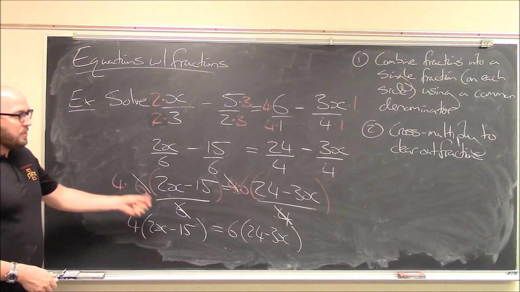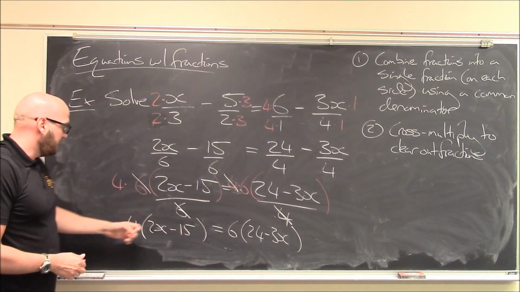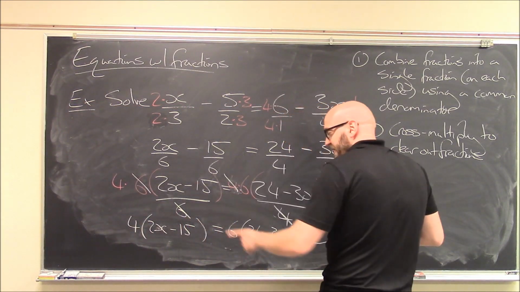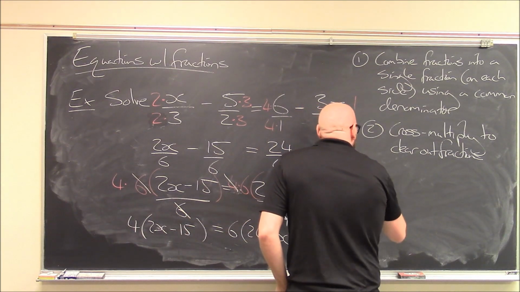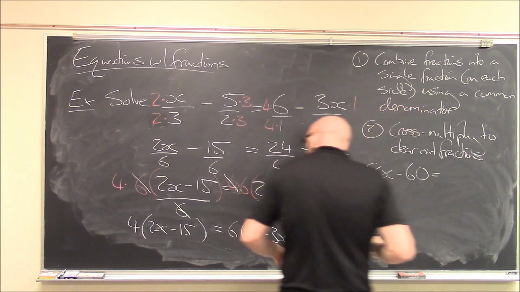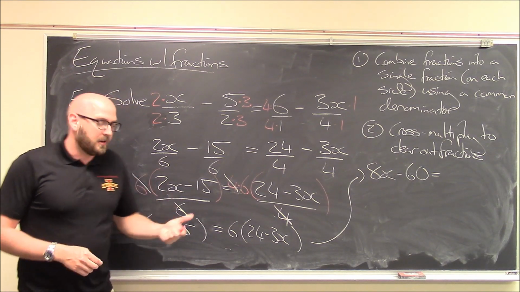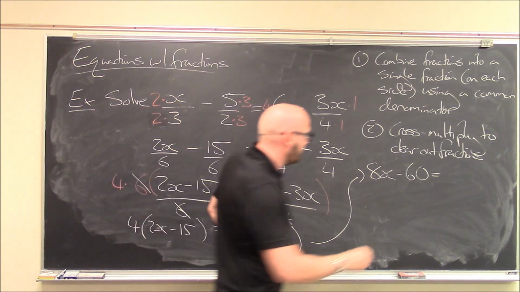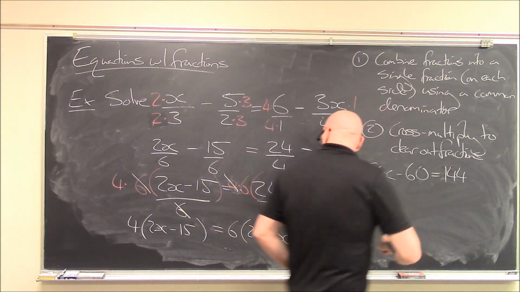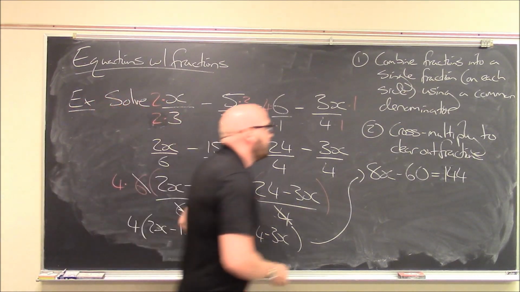And now it looks like a whole lot more manageable of an equation to solve, right? I still want to try and isolate my x's, so I better expand this stuff out. I might run out of space here, we'll see how this goes. 4 times 2x is 8x, minus 4 times 15 is minus 60, is equal to 6 times 24, 6 20s is 120, plus 6 times 4, that's 148. Actually, 144. Yeah, 12 times 12. Minus 18x.